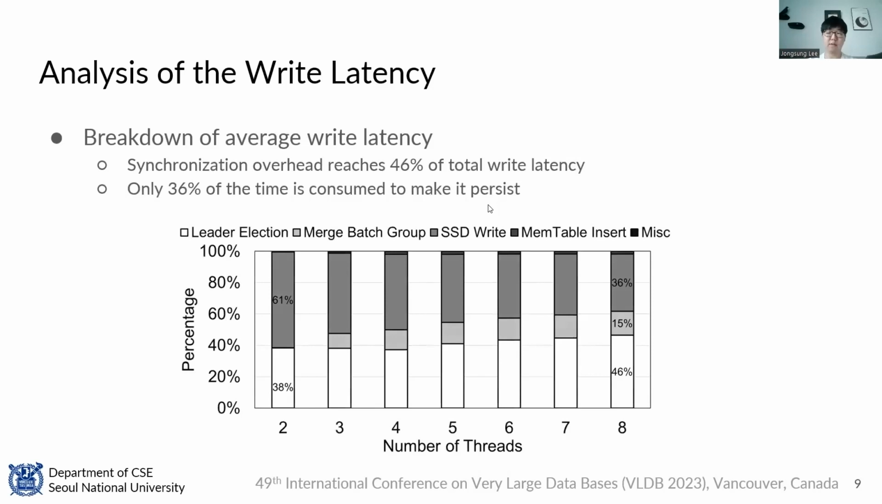We break down the write latency into 5 phases: leader election, merge batch group, SSD write, memtable insert, and miscellaneous. The graph shows the average time taken for each phase, while varying the number of threads from 2 to 8. We find that even if the number of threads is only 2, synchronization overhead of each leader election takes 38% of writing time, and it reaches 46% in the 8-thread case. Only 36% of the time is consumed to make the key value record persist.